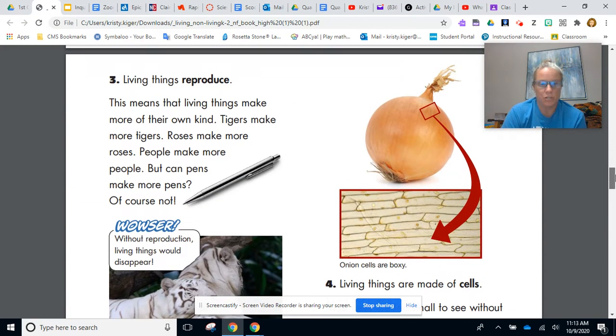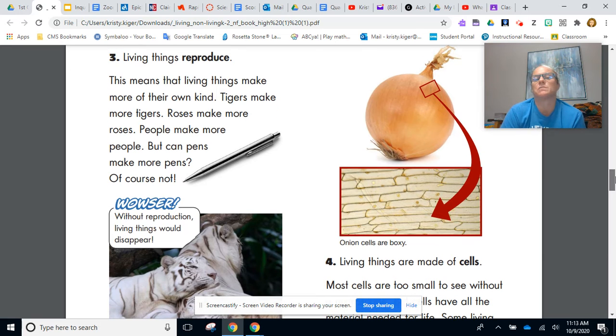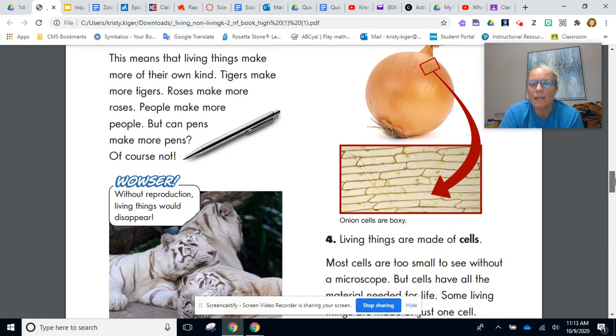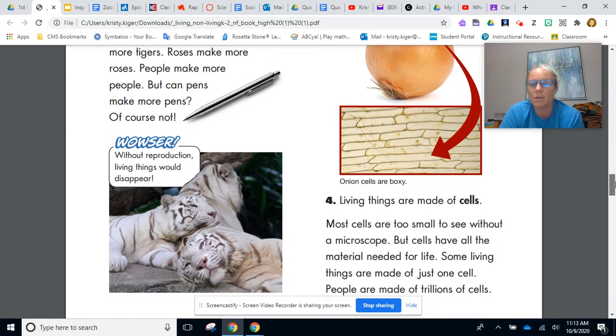Living things reproduce. This means that living things make more of their own kind. Tigers make more tigers. Roses make more roses. People make more people. But can pens make more pens? Of course not. Without reproduction, living things would disappear. They become extinct. Okay?